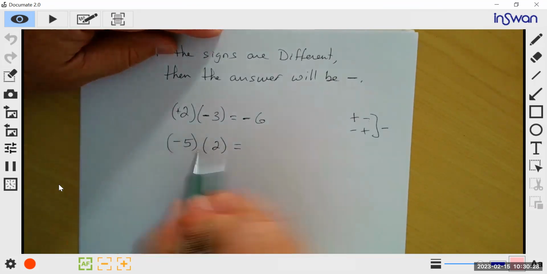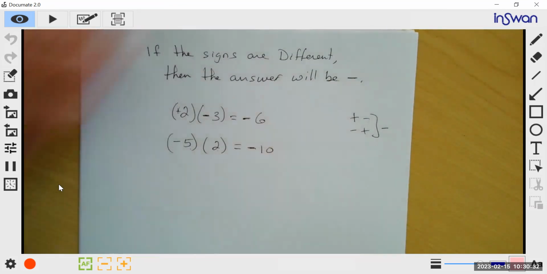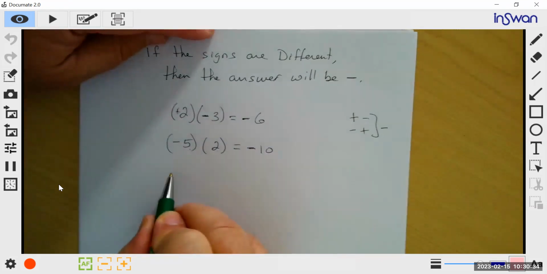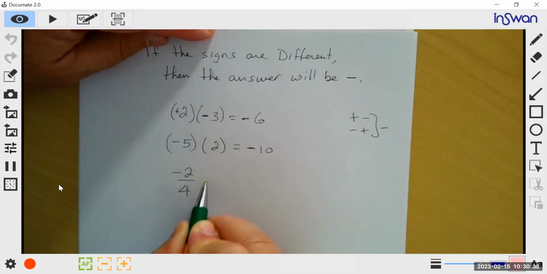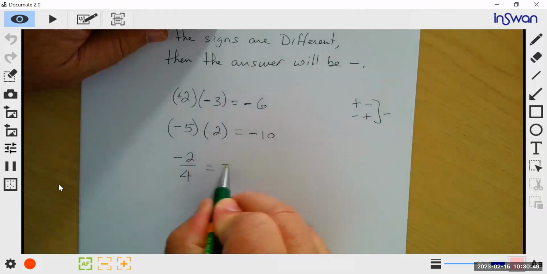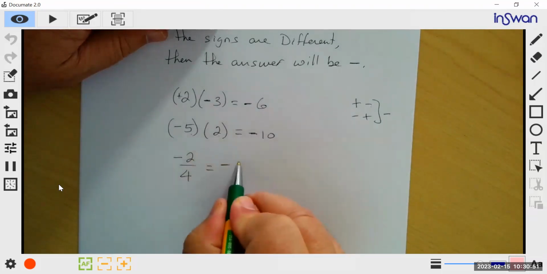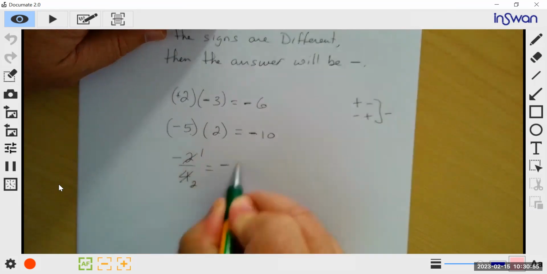Yeah, the answer would be negative. 5 times 2 is 10. -2/4. Is the answer going to be positive or negative? Negative. 2 divided by 4 is 1/2.